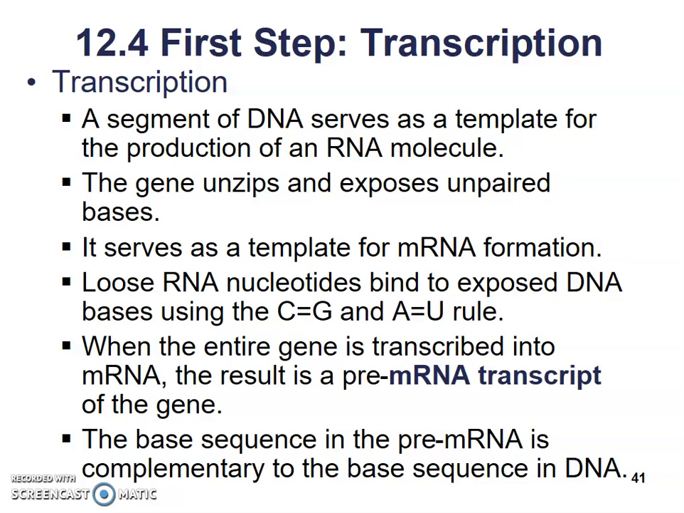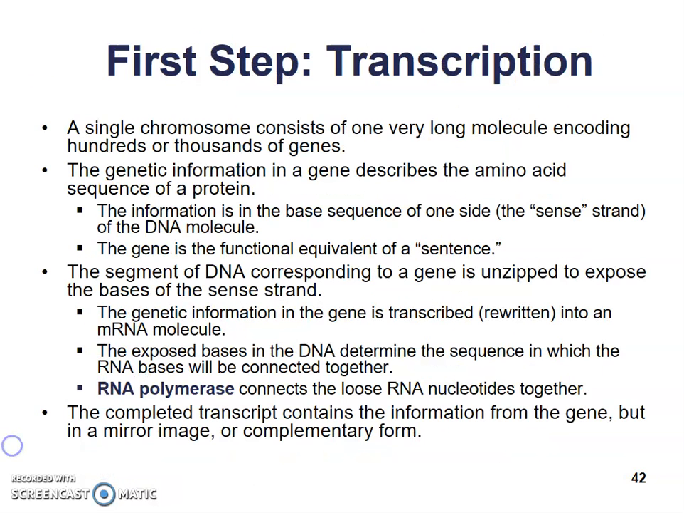Loose nucleotides in the nucleus will bind to the exposed DNA using Chargaff's rule. C's will bind with G's and A's with U's. When the entire gene is transcribed into mRNA, the result is a pre-mRNA transcript of the gene. So it's like the basic version of it. The base sequence in the pre-mRNA is complementary to the base sequence of the DNA. So it's basically a mirror image of the DNA.